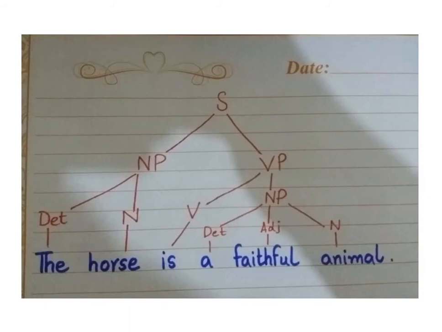And then the verb phrase again contains what? The verb. Then again "a faithful animal" is a noun phrase. Then a noun phrase contains what? The determiner, adjective and noun. See, the levels are equal. Noun phrase and verb phrase are on equal level. Then determiner, noun, verb and noun phrase are on the same level. Then again the determiner, adjective and noun are on the same level.